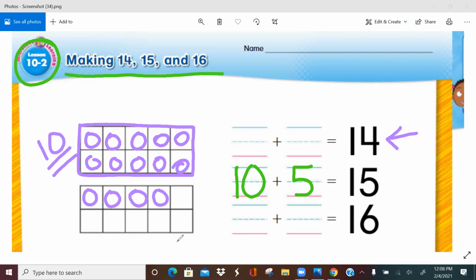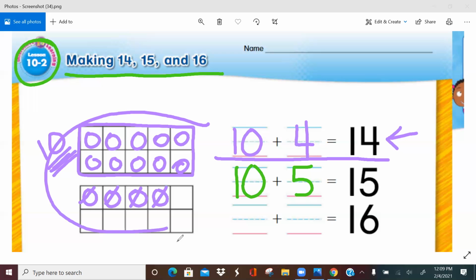All right, let's count it. We have 10. So we start at 10. 10, 11, 12, 13, 14. So that is what 14 looks like. So what is the first number we're going to put? 10. What is our second number? 4. So 10 plus 4 equals 14. This is what 14 looks like.